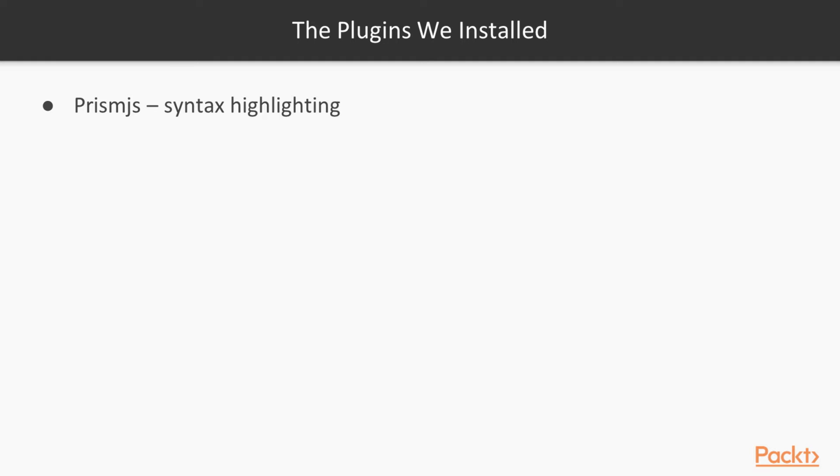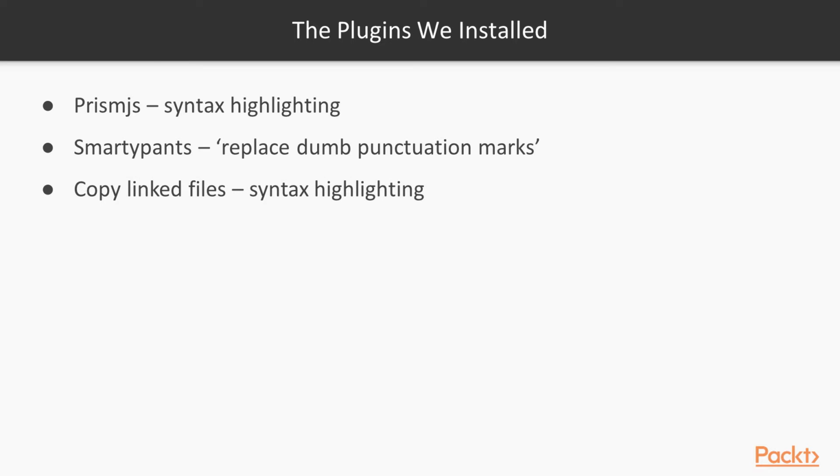The Prism.js plugin will add syntax highlights to your Markdown files. The Smarty Pants plugin, as defined in the Gatsby docs, replaces dumb punctuation marks. And the last plugin we installed, Copy Linked Files, will copy the Markdown files into your public directory. All right, now let's go update our config.